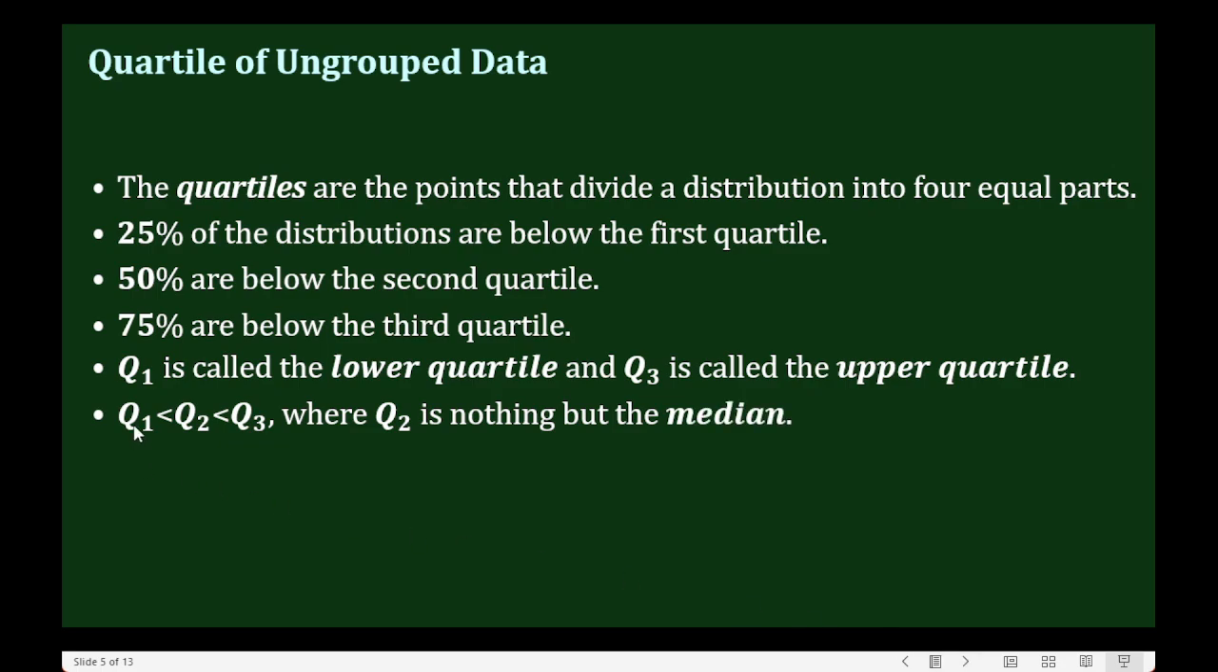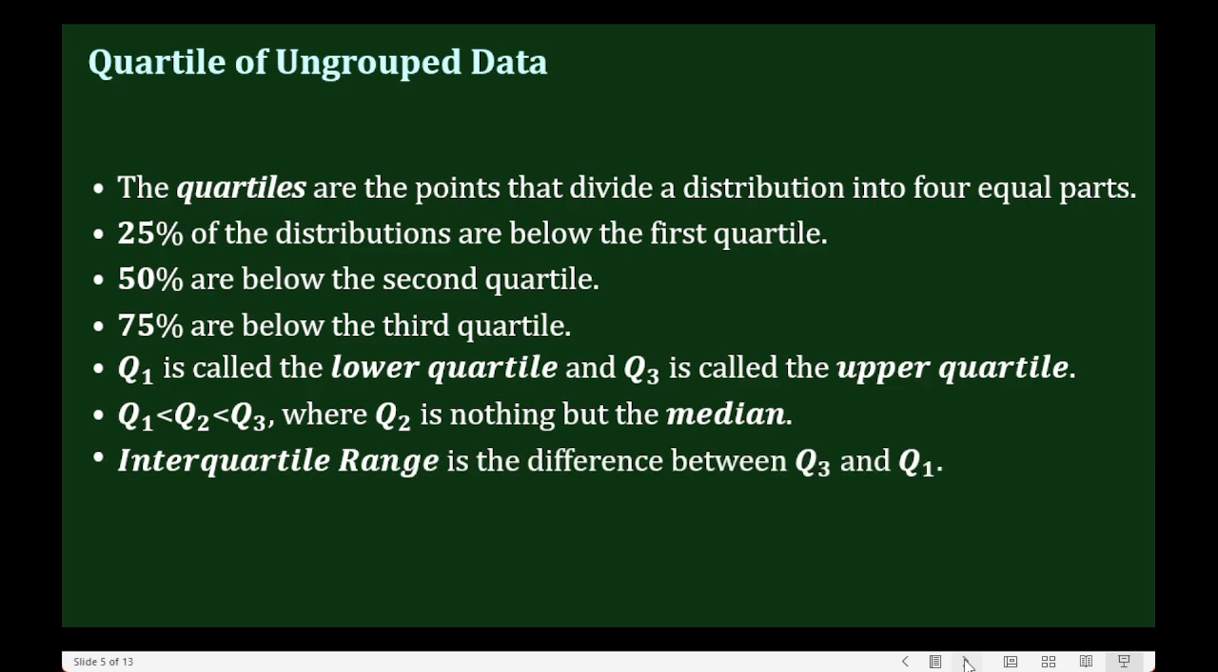Here we have the comparison of the 3 quartiles. Q sub 2 is greater than Q sub 1 but less than Q sub 3. And Q sub 2 is nothing but the median. And the interquartile range is the difference between Q sub 3 and Q sub 1.